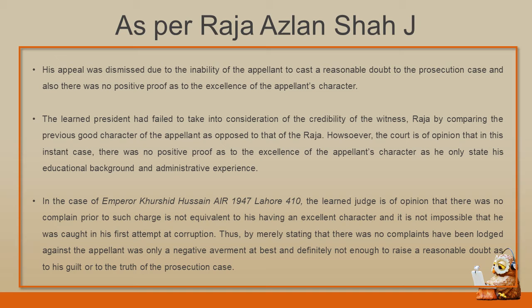The court also highlighted the judgment in the case of Emperor v. Khurshid Hussain, where the learned judge is of the opinion that there was no complaint prior to such charge is not equivalent to his having an excellent character, and it is not impossible that he was caught in his first attempt at corruption. Thus, merely stating that no complaint has been lodged against the appellant was only a negative averment at best, and definitely not enough to raise a reasonable doubt as to his guilt or to the truth of the prosecution case.